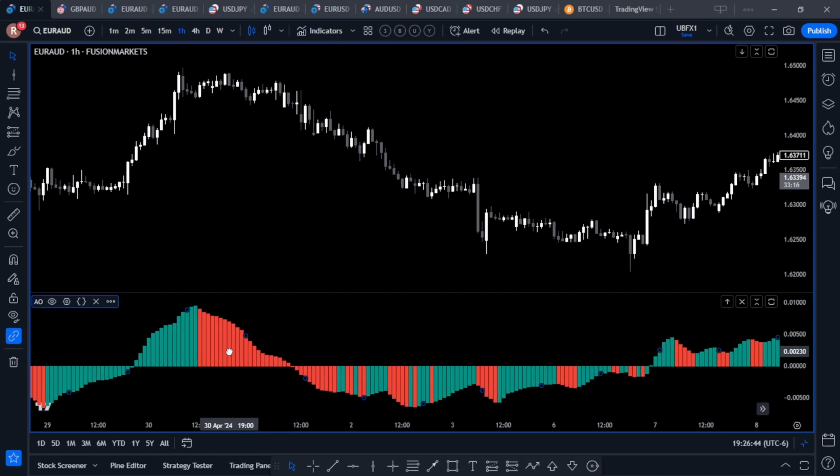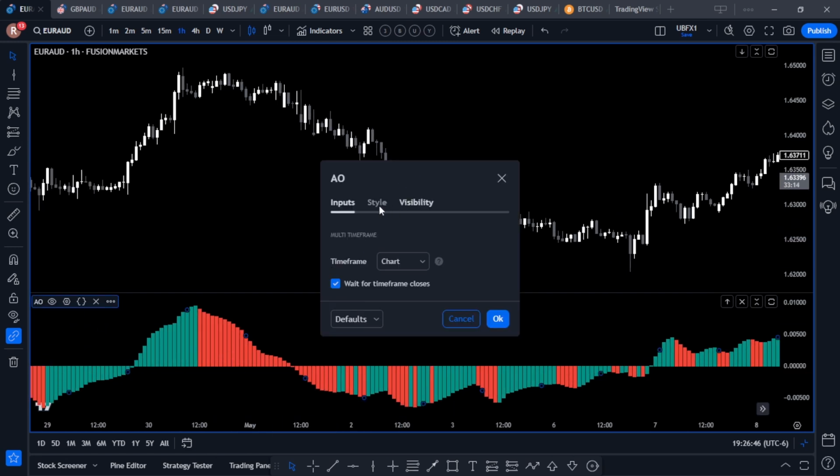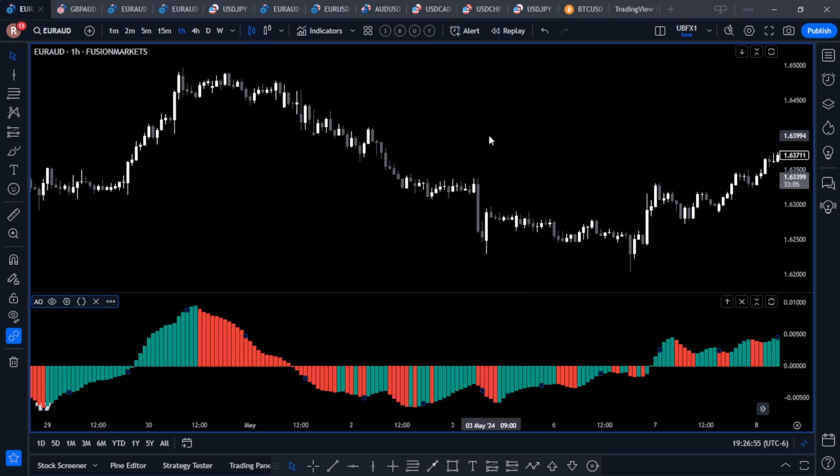Now, when you click on the Awesome Oscillator, it doesn't matter what program you use. Generally, there are no settings. You can't put in or change the inputs. It is some kind of trade secret. But I'm going to tell you exactly what that trade secret is.